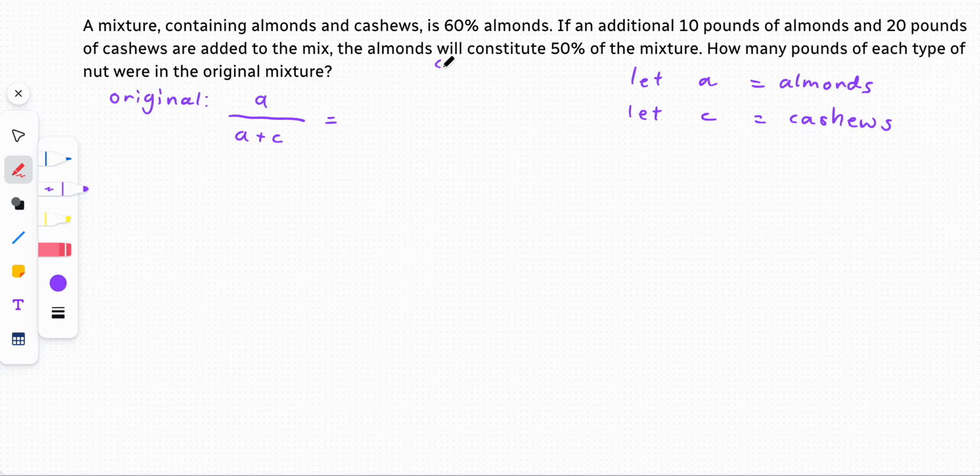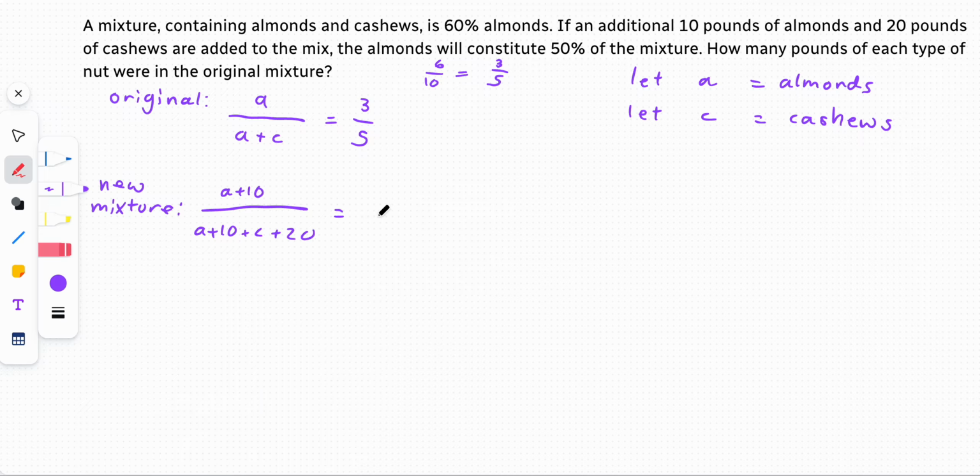60%, which we know when written as a fraction is just 6/10, which is also equal to 3 divided by 5. Okay, so all we have to do from here is write our new one. So this is the new mixture. Right, so our new mixture is just we add 10 pounds of almonds. We account for this at the bottom as well. And we also have our cashews plus another additional 20 cashews. And this is going to constitute 1/2.